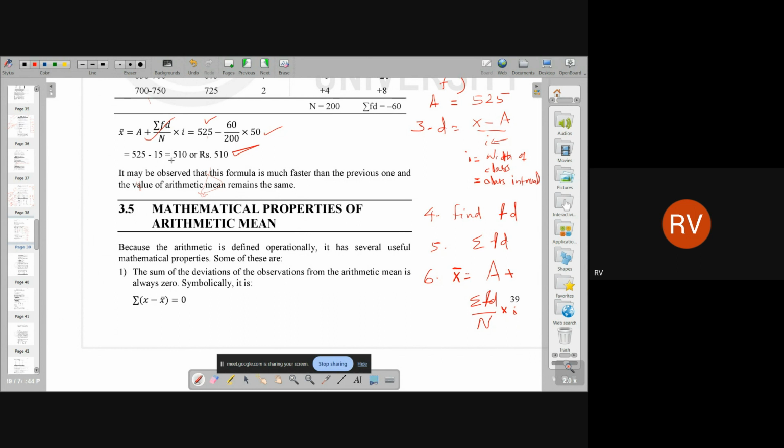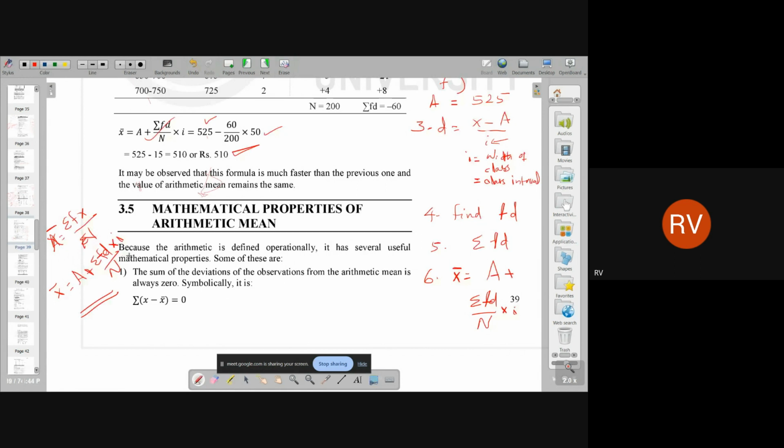This is the shortcut method for finding the arithmetic mean if the values are very high. There are two methods. Arithmetic mean is equal to sigma fx by sigma f, or capital N. Then x bar is equal to assumed mean plus sigma fd by n into I. These are the two formulas for finding arithmetic mean.